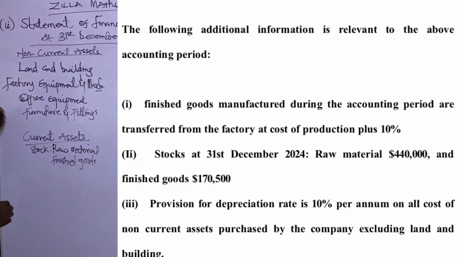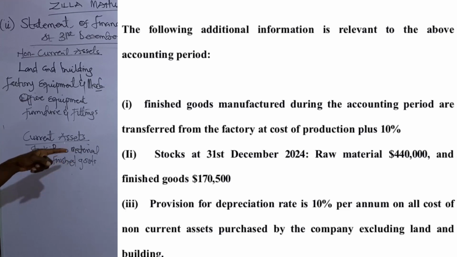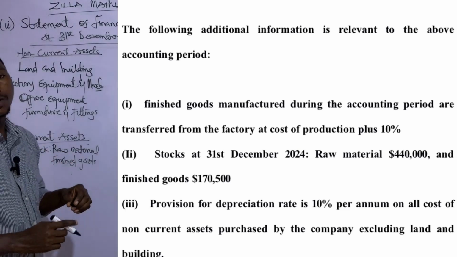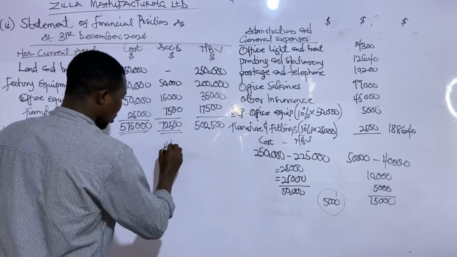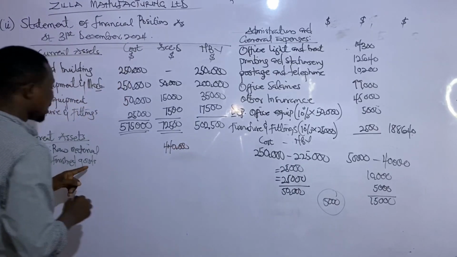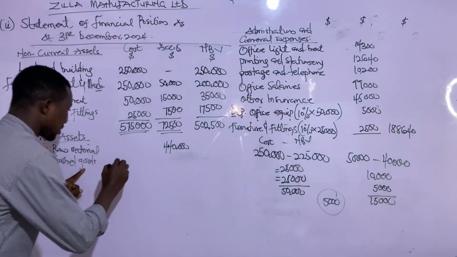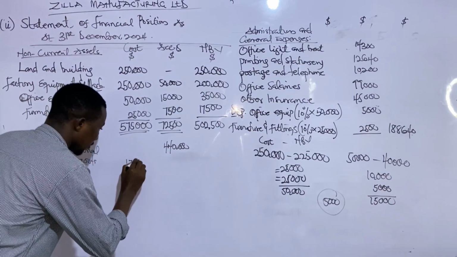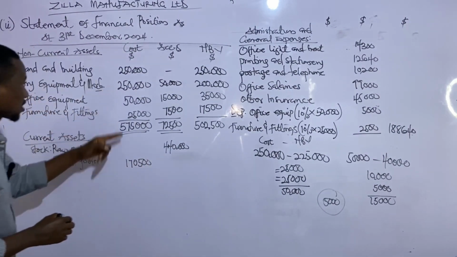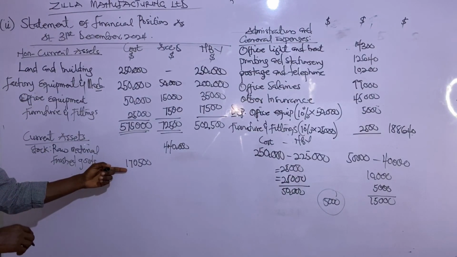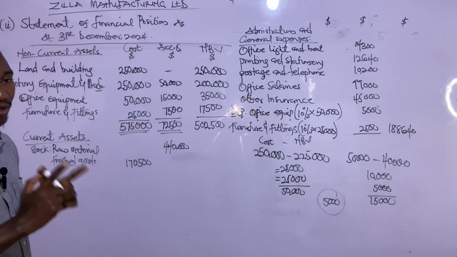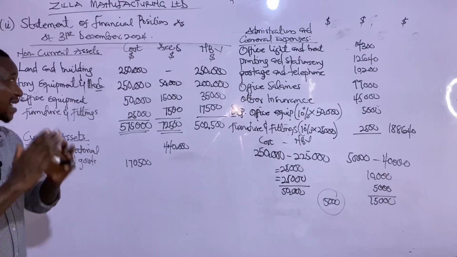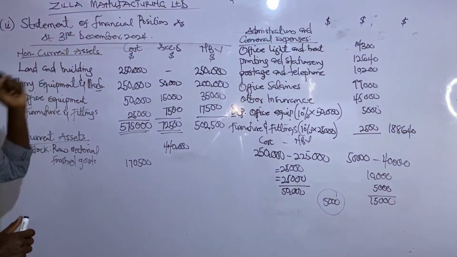So finished goods. From the footnote, we had raw materials to be an amount of 440,000. We record that, 440,000. Then the finished goods figure is 170,500. I recorded it under the first currency sign because there is an adjustment that we need to make on this. Closing inventories are recognized at cost. Is that okay? Inventories are recognized at cost in the statement of financial position.